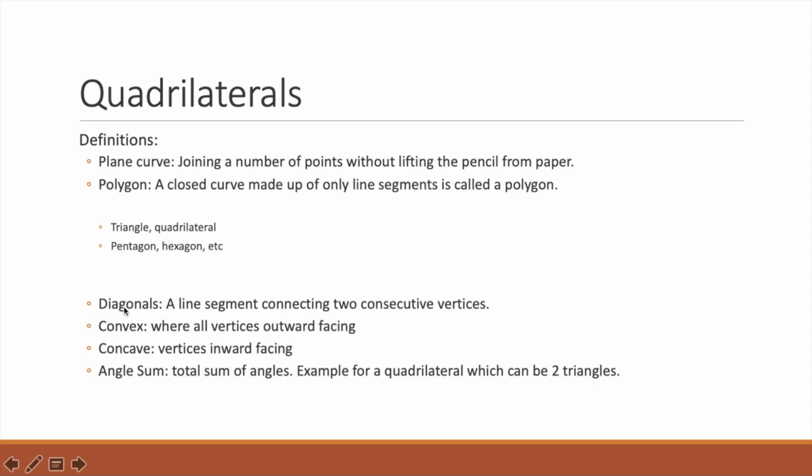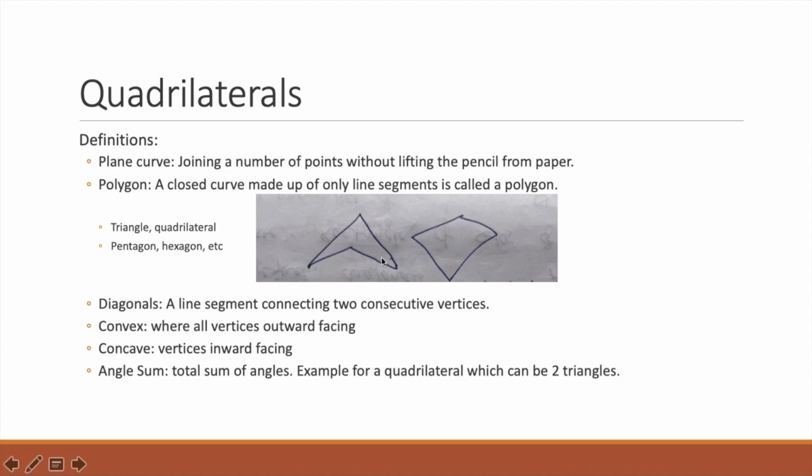Next definition: what is a diagonal? Now we are referring to quadrilaterals, and we have to know what a diagonal is because it's part of it. A line segment connecting two non-adjacent vertices is called a diagonal. This is primarily showing the shapes of a polygon, like a quadrilateral. When we are discussing diagonals, a line segment connecting two vertices, here to here, is called a diagonal.